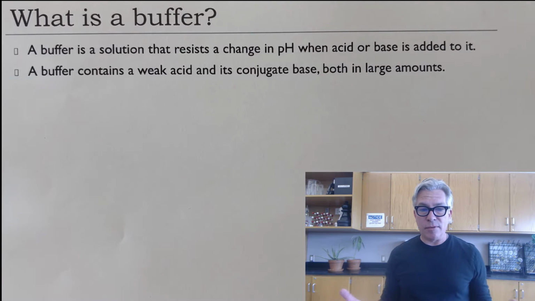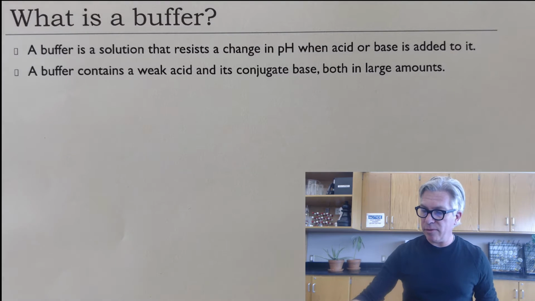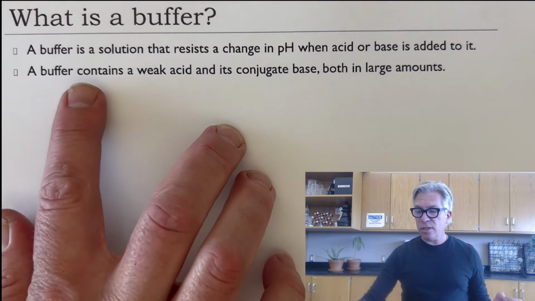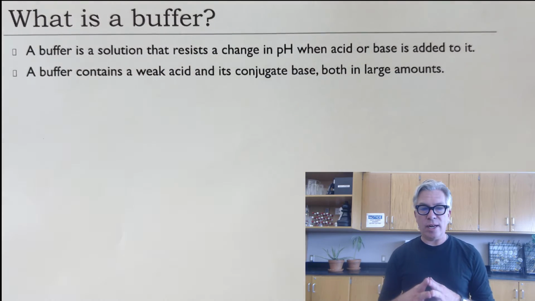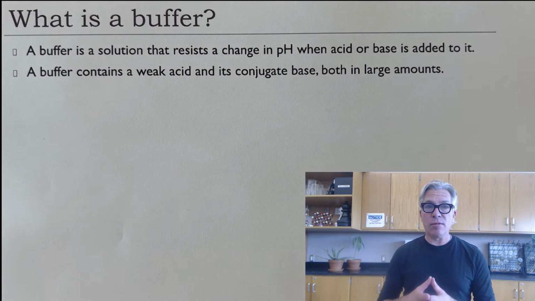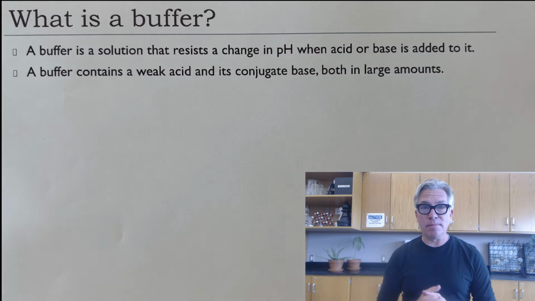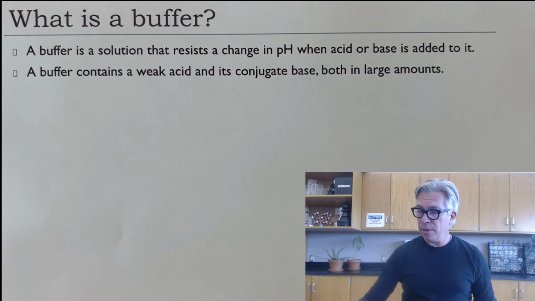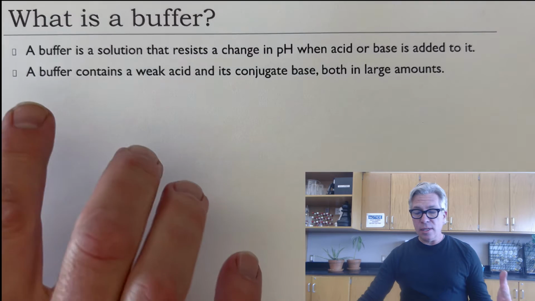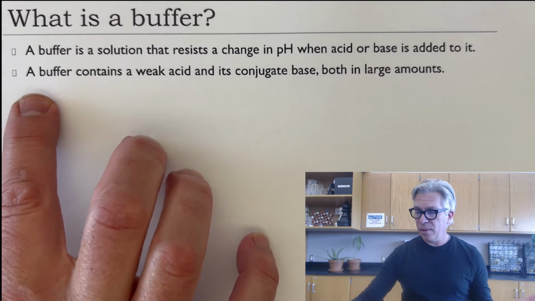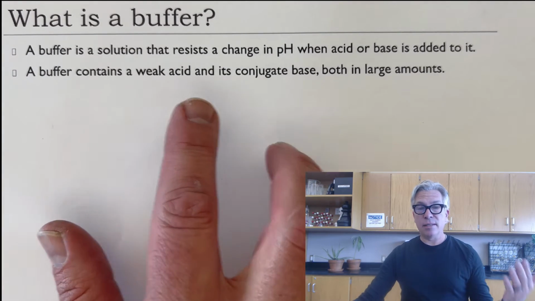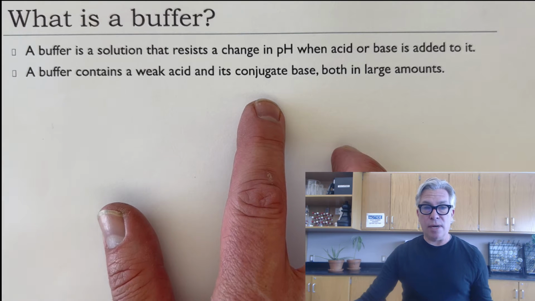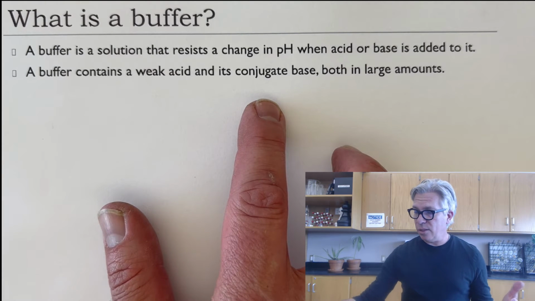So, what is a buffer? Let's just start with some general ideas about buffers. A buffer is a solution that resists a change in pH when acid or base is added to it. We saw me dumping some hydrochloric acid into a pH 7 buffer, and the pH didn't change much at all. It didn't stay perfectly the same, but it didn't change much. And that's one of the properties of buffers. A buffer in general needs to contain a weak acid and its conjugate base, both in fairly large amounts. Okay, and we're going to see why as we get going.